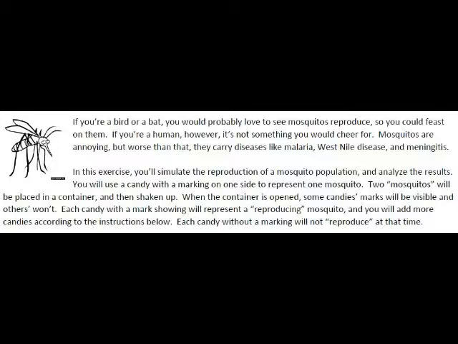You will use a candy with a marking on one side to represent one mosquito. 2 mosquitoes will be placed in a container and then shaken up. When the container is opened, some candy's marks will be visible and others won't. Each candy with a mark showing will represent a reproducing mosquito, and you will add more candies according to the instructions below. Each candy without a marking will not reproduce at that time.